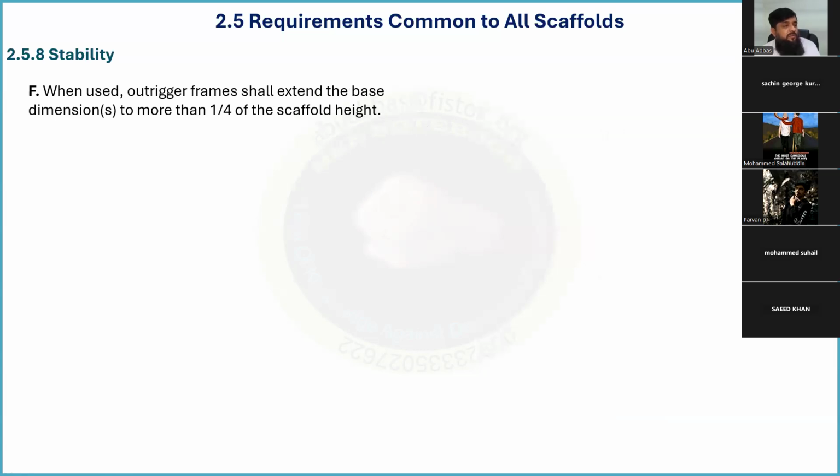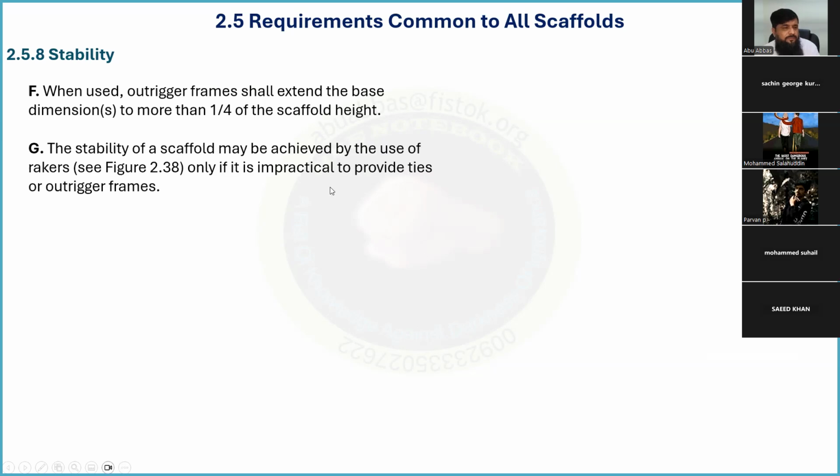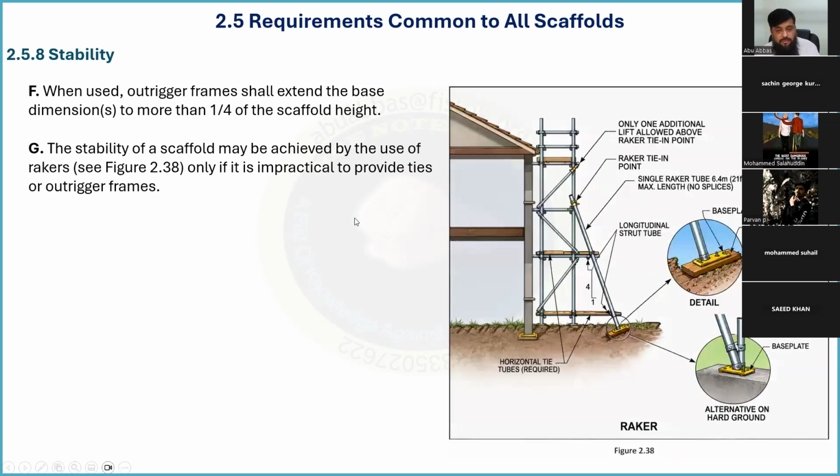Stability, okay. F point, when used, outrigger frames shall extend the base dimension to not less than 1/4 of the scaffold height, or 1:4 ratio of scaffold height. Secondly, the stability of a scaffold may be achieved by the use of Rakers, and only if it is impractical to provide ties or outrigger frame.